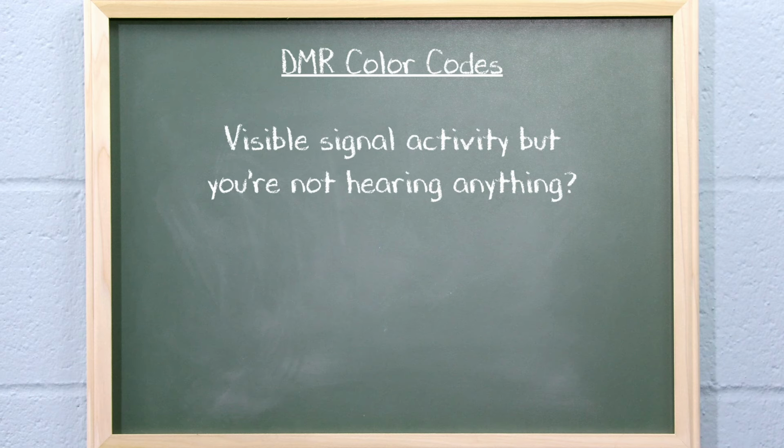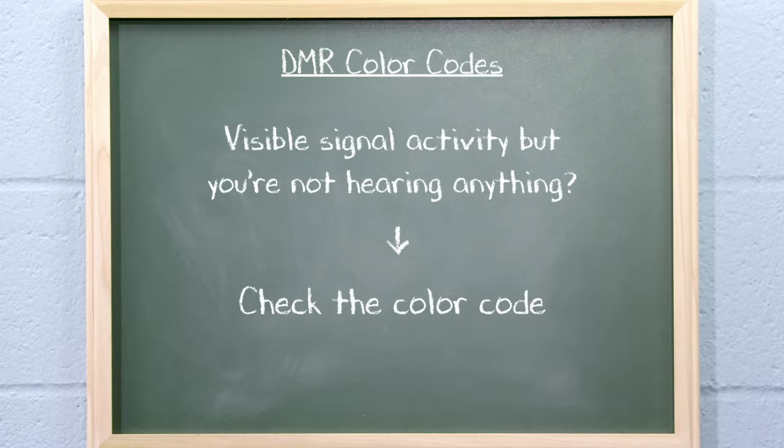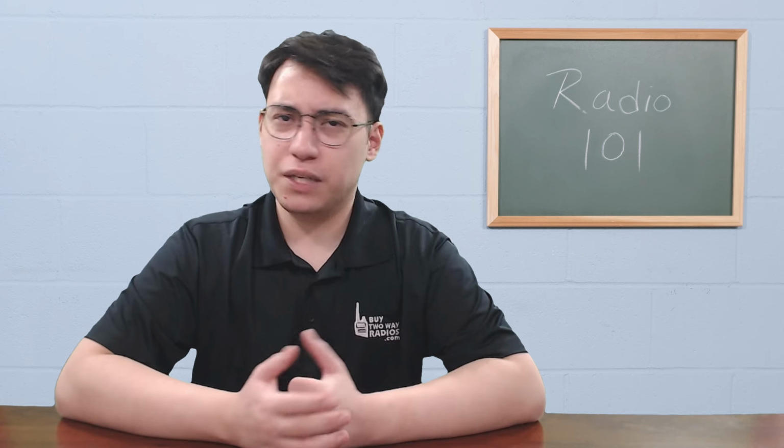If your radio shows signal activity but you're not hearing anything, the color code is one of the first things you should check. Once you understand color codes, DMR programming gets a lot easier. They aren't complicated, they're just a digital way to control access.